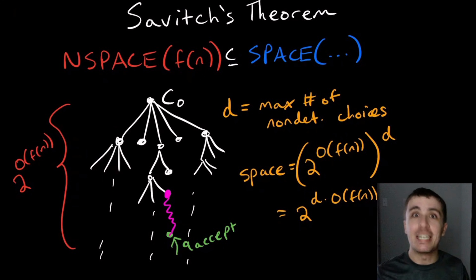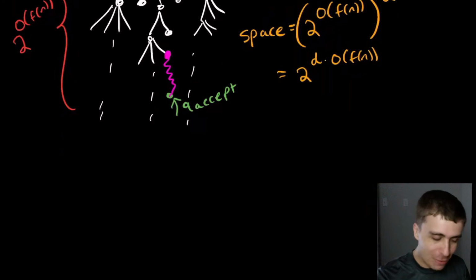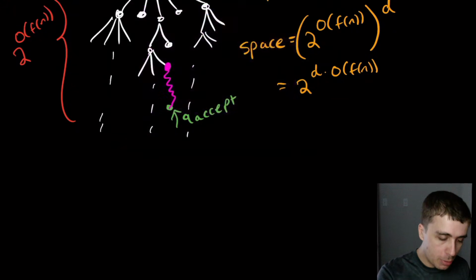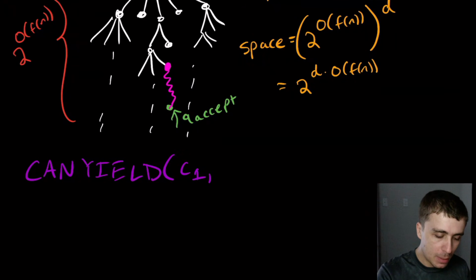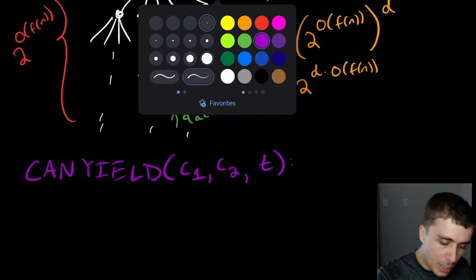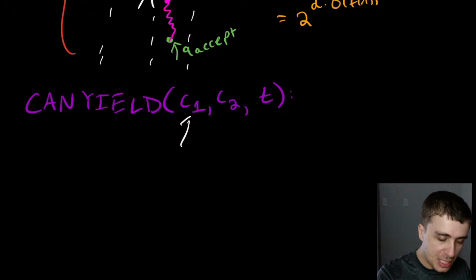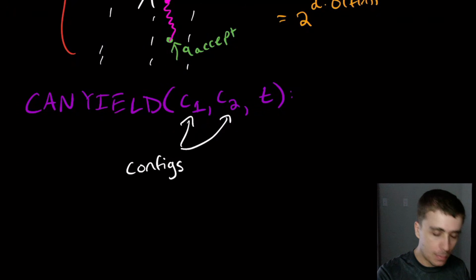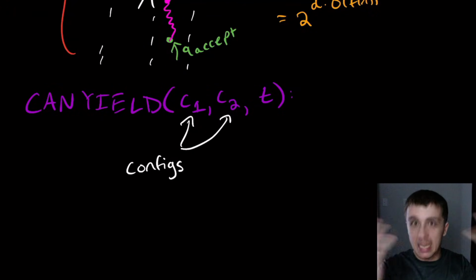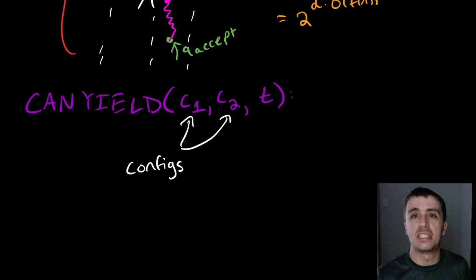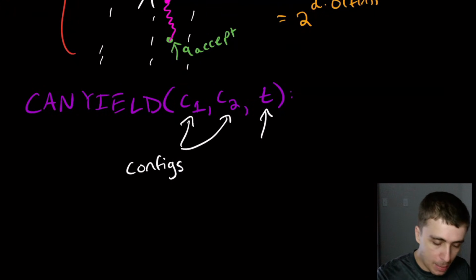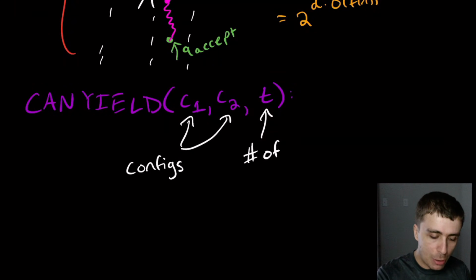All right, Notability crashed, so I'm going to try to continue from where we were. So what we're going to try to do is create a function called CANYIELD, which is going to take 3 parameters, C1, C2, and T. So what are these parameters? The C1 and C2 are just configurations of the Turing machine, so the tape contents, the state, all that stuff. And the T parameter is the number of steps allowed.